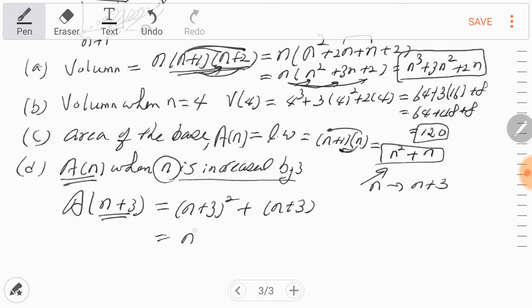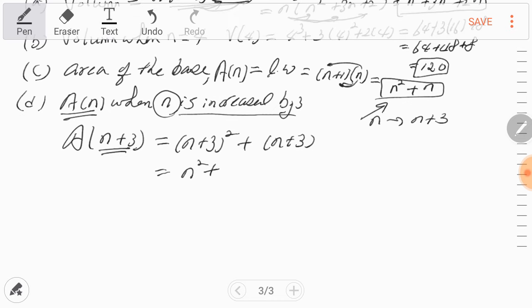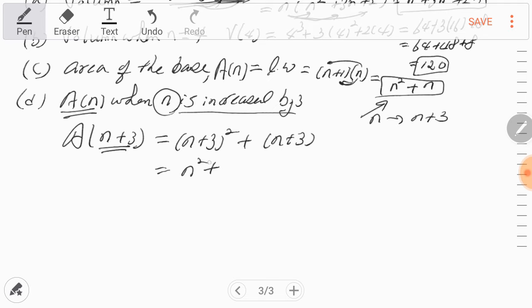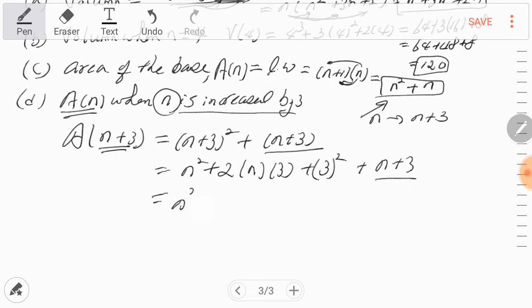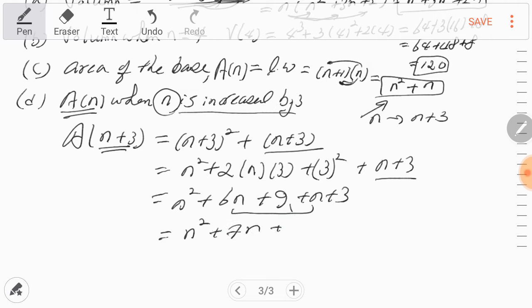Then for n plus 3 squared, use the special product property: a squared plus 2ab plus b squared, plus n plus 3. Then n squared plus 6n plus 9 plus n plus 3. Then combine the like terms: n squared plus 7n plus 9 plus 3 is 12. So this is the expression for the area of the bottom if n is increased by 3.